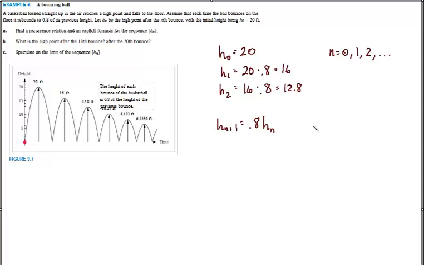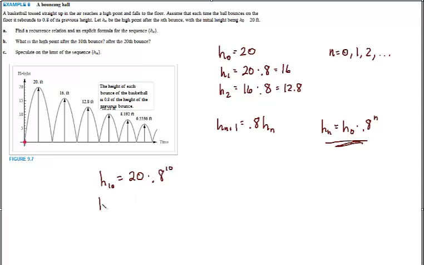So there's my recurrence. Now my explicit formula is very similar to the previous example, where I would say that h sub n is equal to h sub 0, whatever height that you dropped it at, times 0.8 to the nth power, for n equals 0, 1, 2. What's the high point after the 10th bounce? I'll probably use this formula, as it would be the easiest. So after the 10th bounce, that's going to be 20 times 0.8 to the 10th.